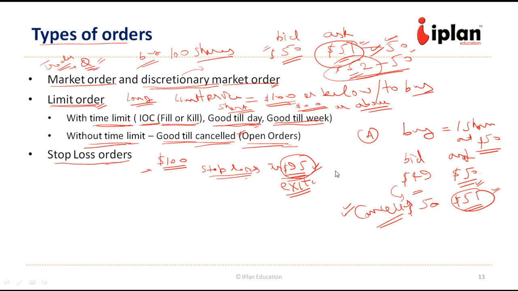It will send the sell order. So a $5 loss will be booked. So the basic objective is to avoid large losses. So that is the main objective of the stop loss order.